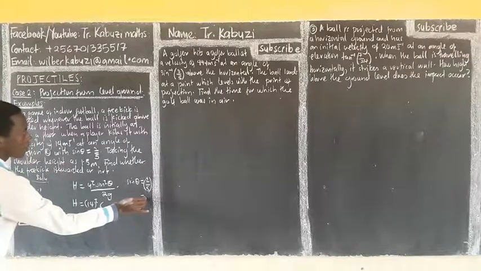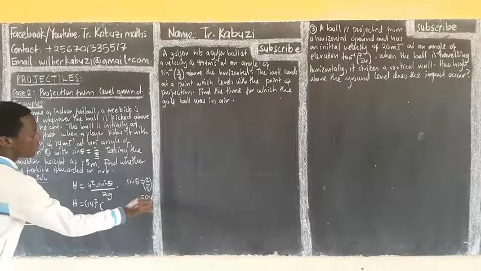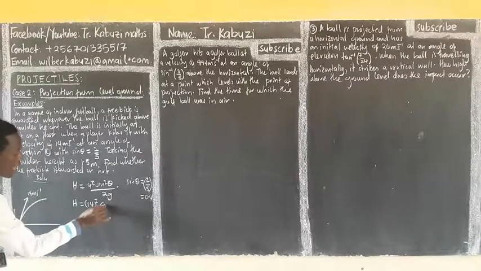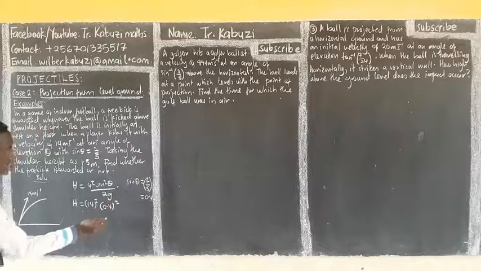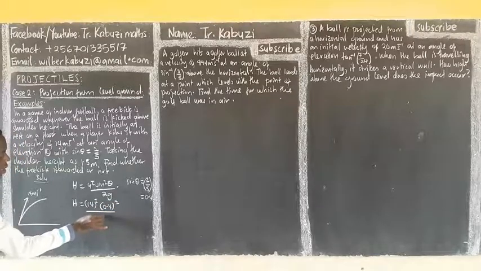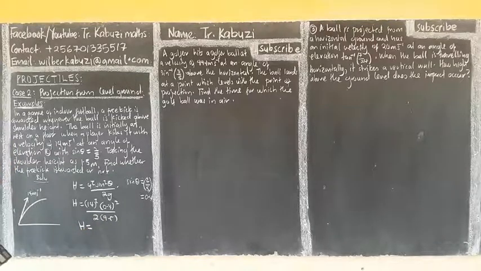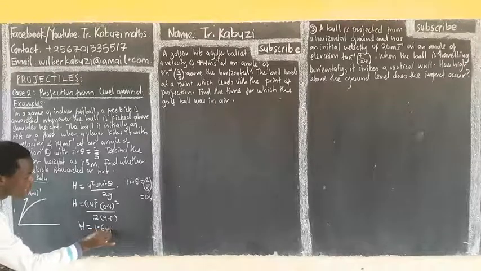2 divided by 5 is 0.4. So when I put it here, I have 0.4, the whole squared. Then I'm dividing by 2 times 9.8. I want to know this height, the maximum height this ball is going to reach. So it's going to be 14 squared, and that is going to give me 1.6 meters.